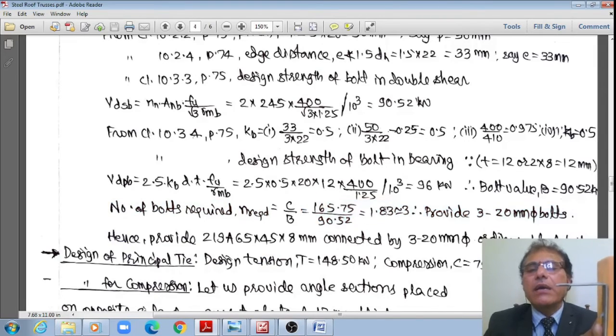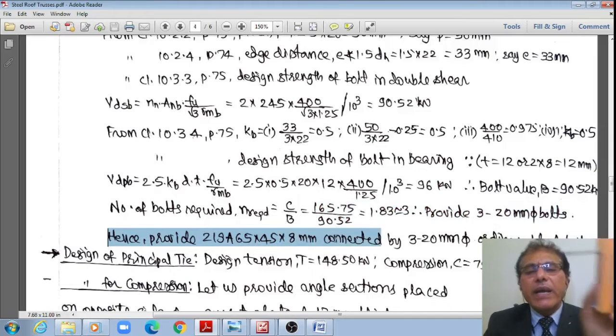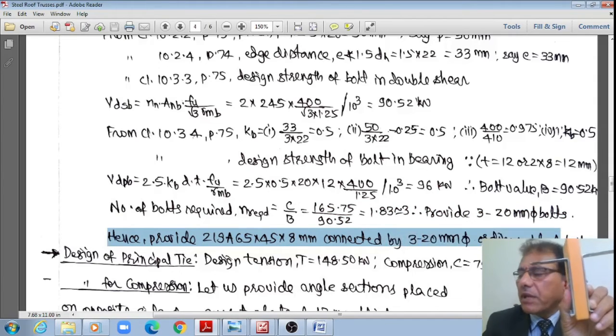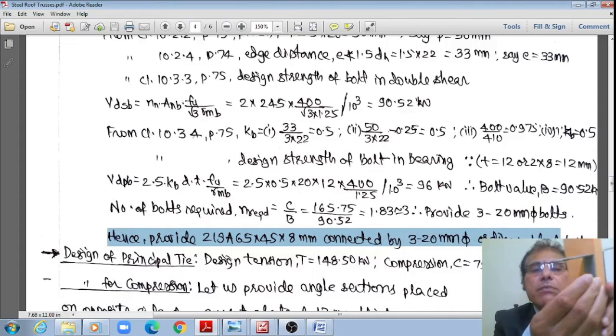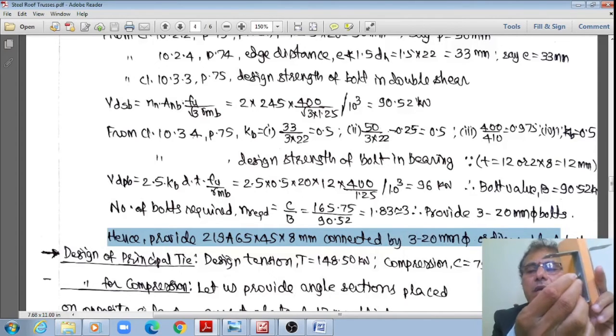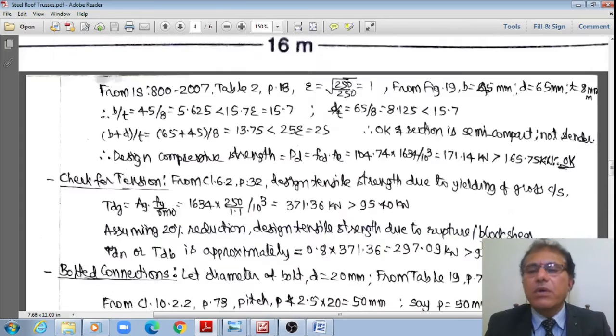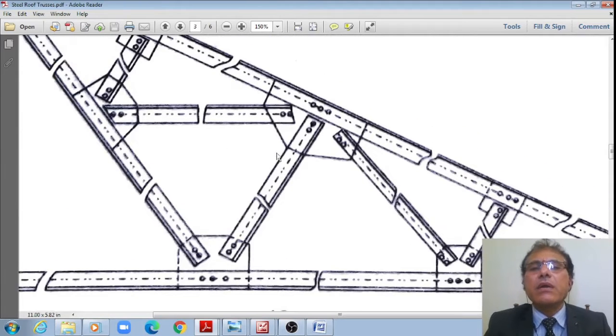Let us provide 3 bolts. Hence, provide 3 20 mm bolts. Hence, provide 2 ISA 65 by 45 by 8 mm connected by means of 3 bolts in a row using ordinary black bolts as shown in the figure. This is what I am doing, right? Using 3 bolts.